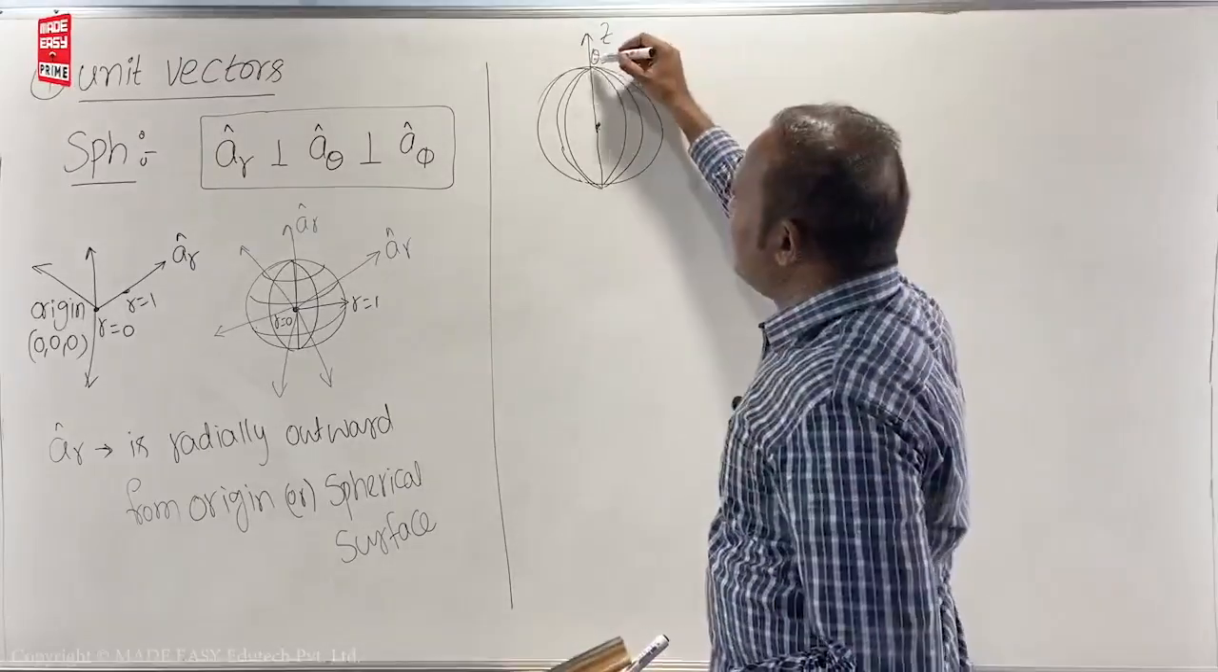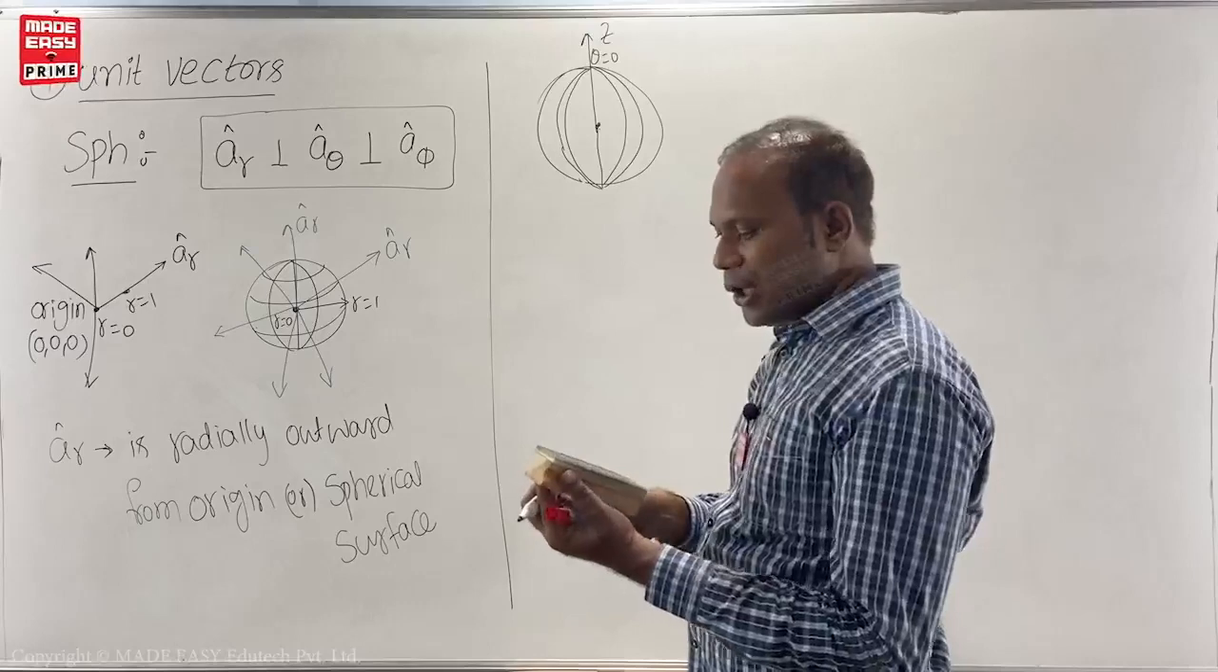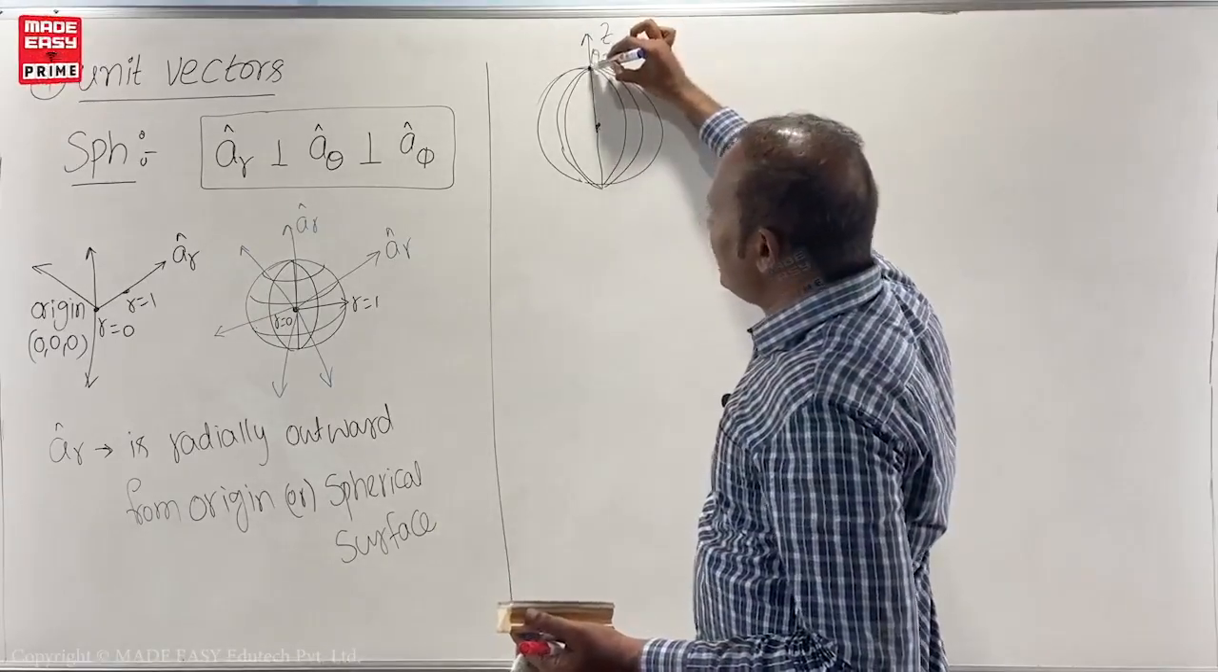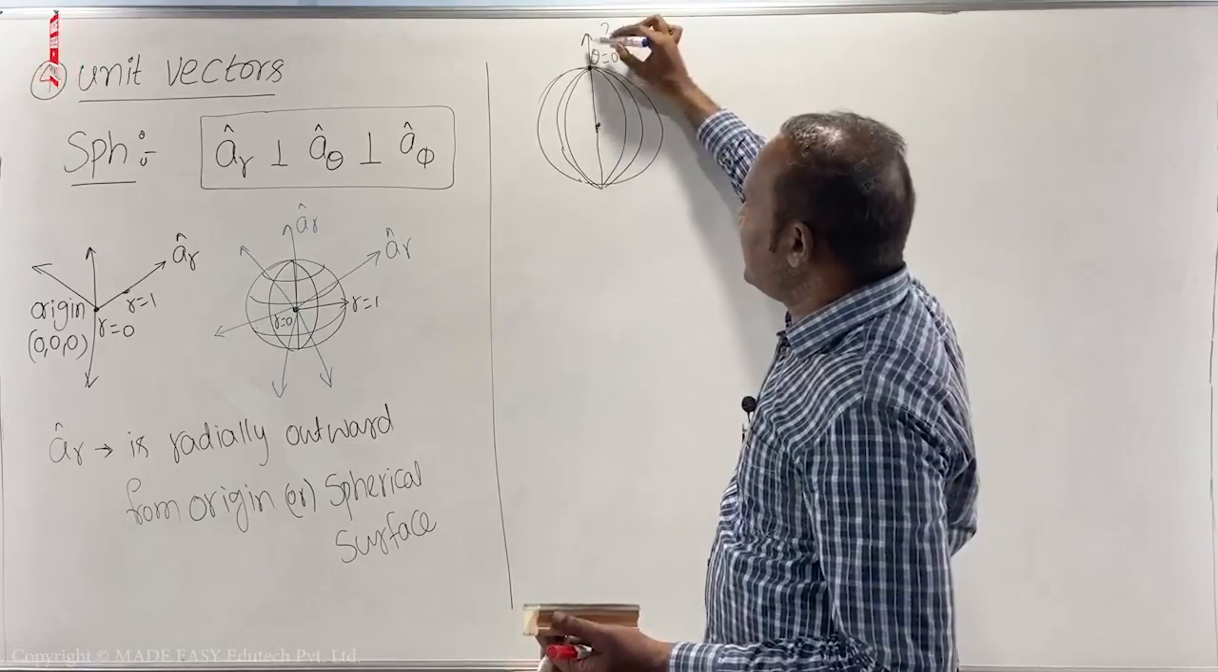So now theta is equal to, for example, I will give the locations. Here at this location, what is the theta value? 0. Why? It is on the z-axis.